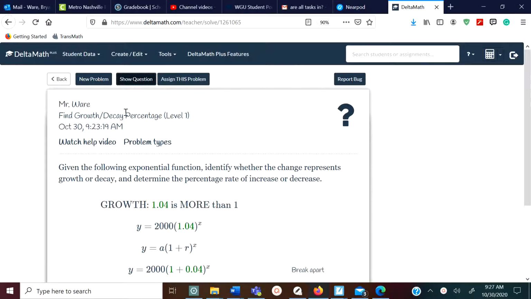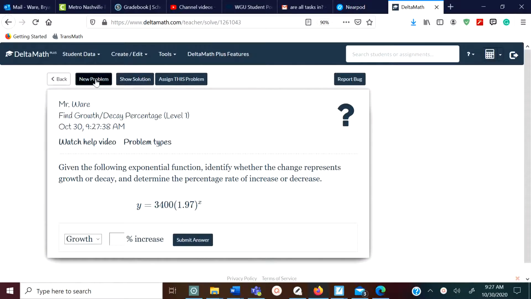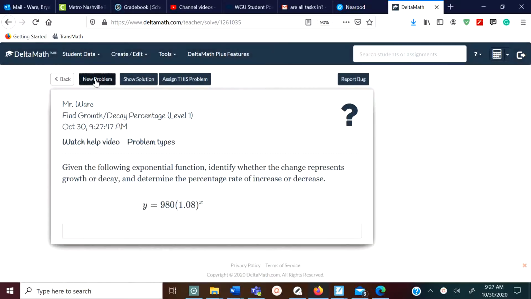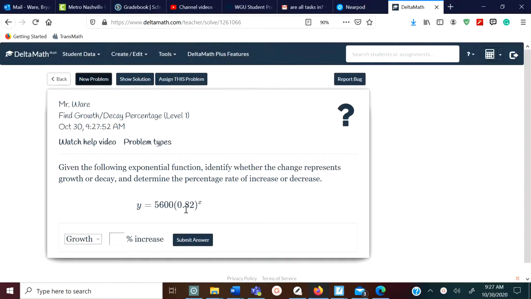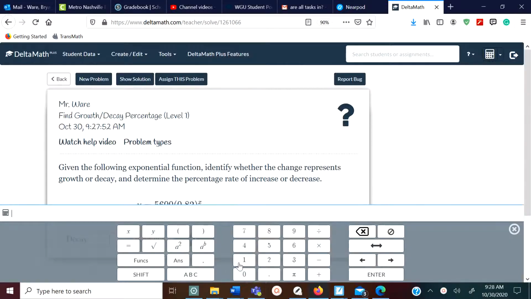Alright, now let's do another one. Let me get away from this, and I'm going to find one that's a decay. You can tell it's a decay right away if the number inside the parentheses is less than 1. So right away we know this is a decay, so we change this to decay. Now what we have to do is find the percent, but we're not going to say 82%. What we're going to do is take the calculator, because remember it was subtracted, and just do 1 minus 82.